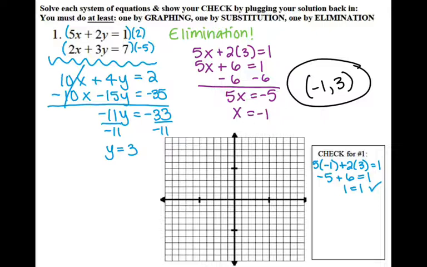I'm going to do the same thing. I'm going to plug into my second equation. So I have 2 times negative 1 plus 3 times 3, and I want to see if that's going to give me 7. So that's negative 2 plus 9, which is 7. So the solution for this system is indeed negative 1, 3.